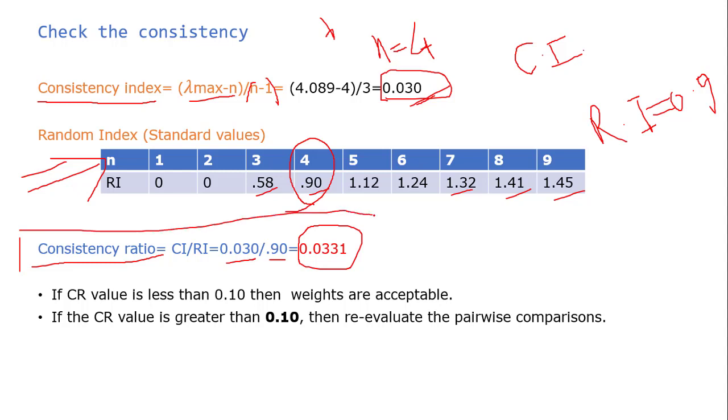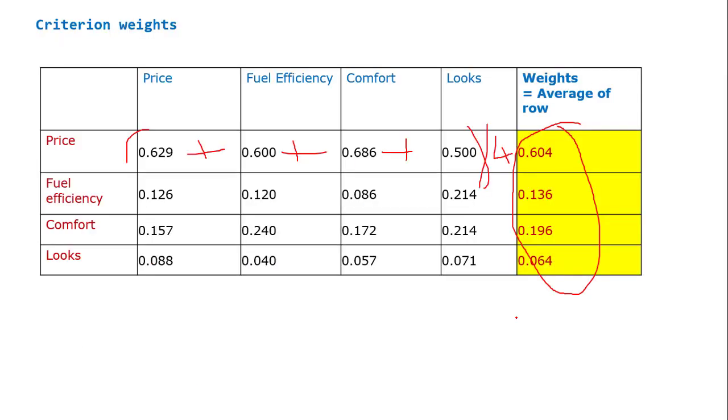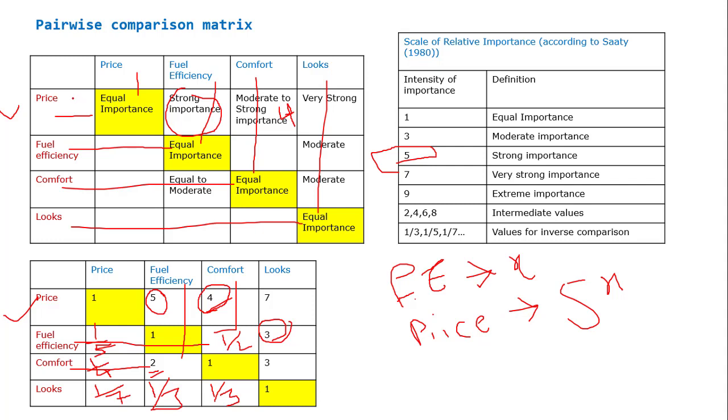Now we have to analyze this result. On the basis of the consistency ratio only, we will say whether the criteria weights are acceptable or not. Okay, how do we say that? If this CR is less than 0.10, then acceptable. If it is greater than 0.10, then we need to re-evaluate the pairwise comparisons. What does it mean? Re-evaluating the pairwise comparisons means we need to go back to this. That means these are not consistent.